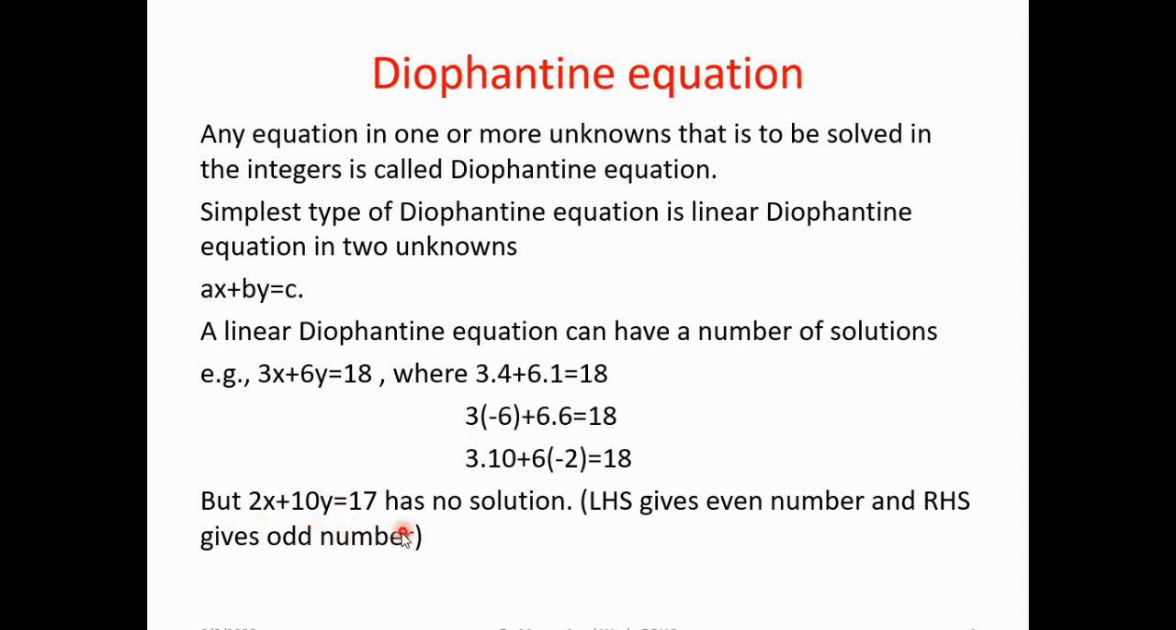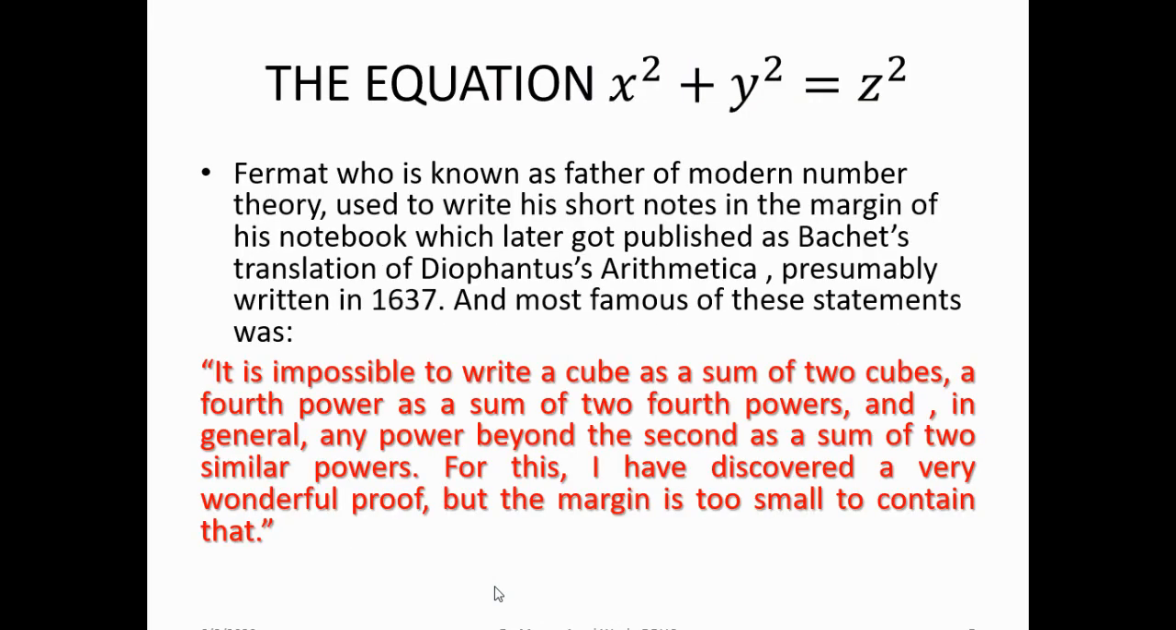And the Diophantine equation 2x plus 10y is equal to 17 has no solution. As you can see, if I take any integer values of x and y, on the left hand side we will always get an even integer, but on the right hand side it is an odd integer. So this has no solution. We have already seen how to solve Diophantine equations and under what conditions a Diophantine equation is solvable. So let us come to non-linear Diophantine equations now.